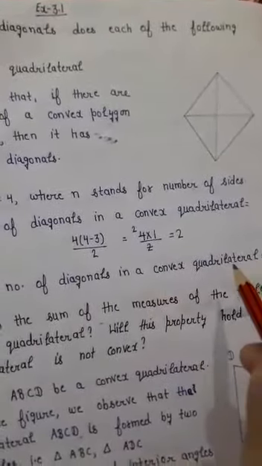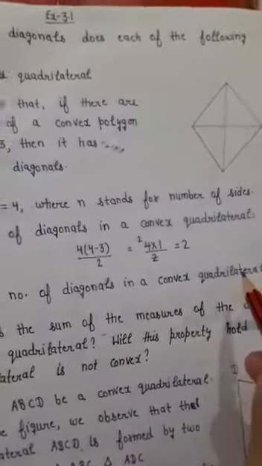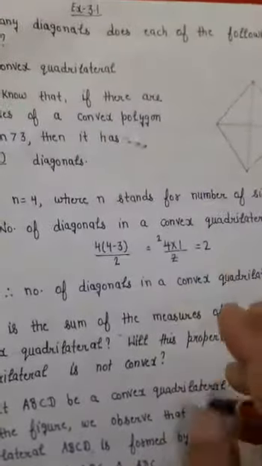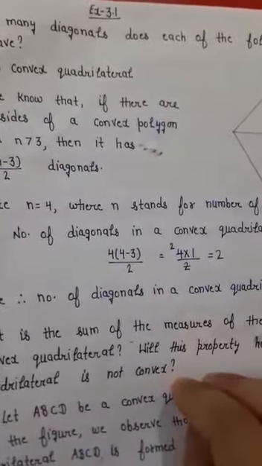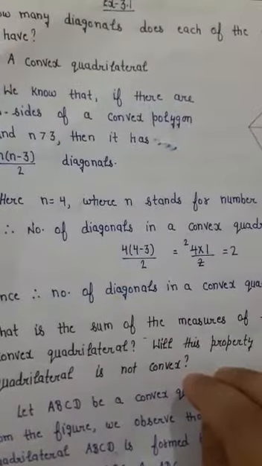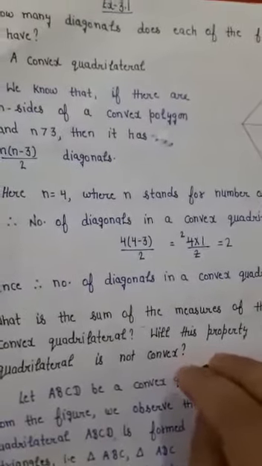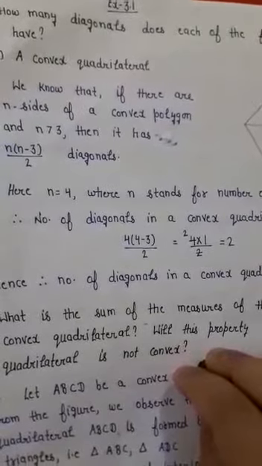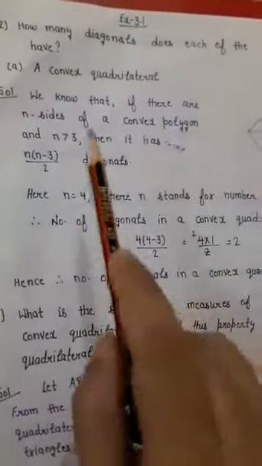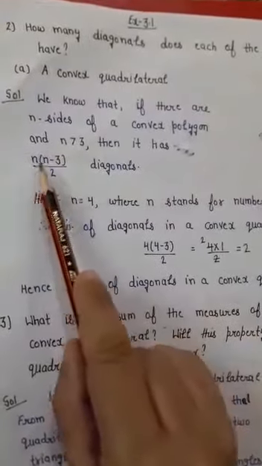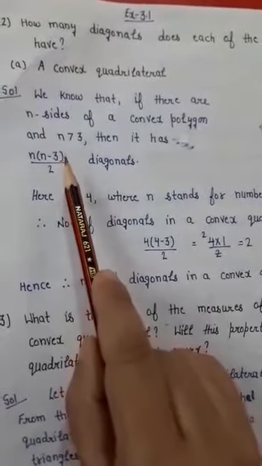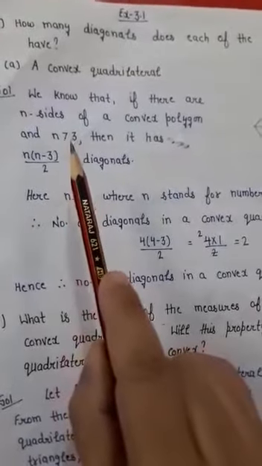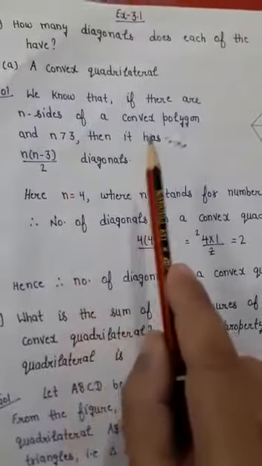Its second and third part you have to do yourself, but remember one thing: you have to draw the figures also. I am explaining its third part. In the third part, you have to calculate the number of diagonals in a triangle. As we all know, in a triangle there are three sides. When I put here 3 into (3 minus 3), it will become 0. So therefore in a triangle you cannot construct any diagonal.